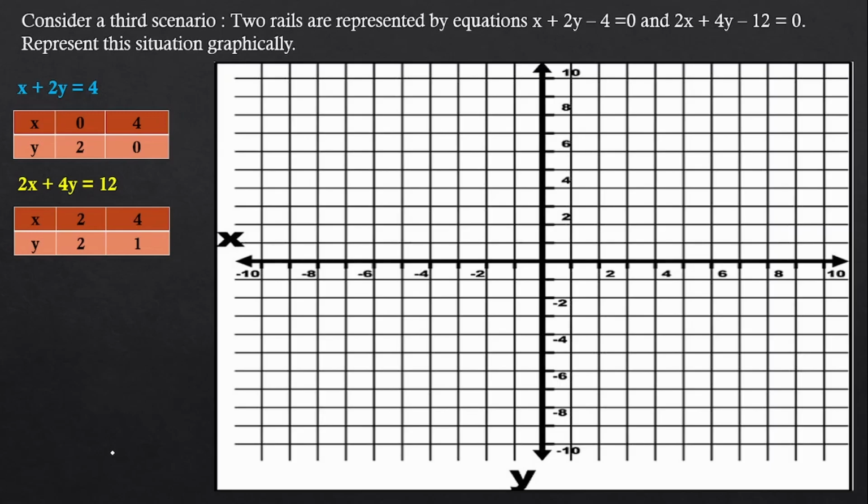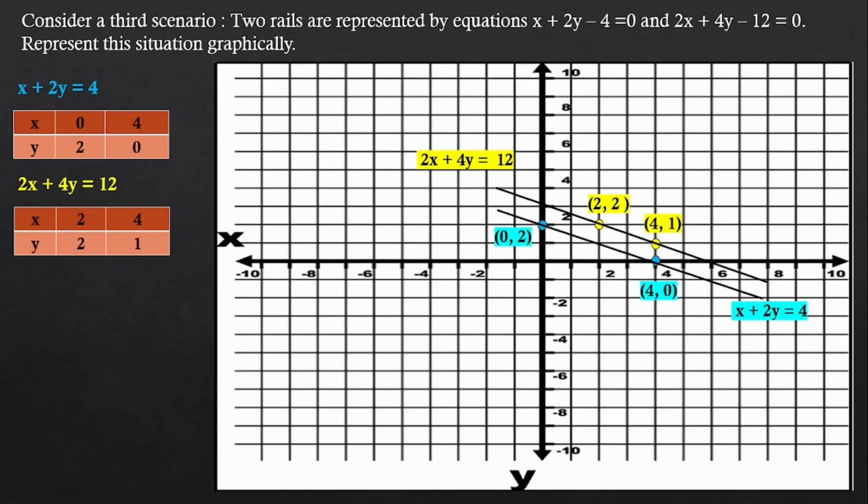We will try to plot the graph. First, we will plot (0, 2) and (4, 0). When we join them, we get a straight line graph for the equation x plus 2y is equal to 4. Similarly, let us plot for the second equation (2, 2) and (4, 1). On joining, we get the line for the second equation, 2x plus 4y is equal to 12.